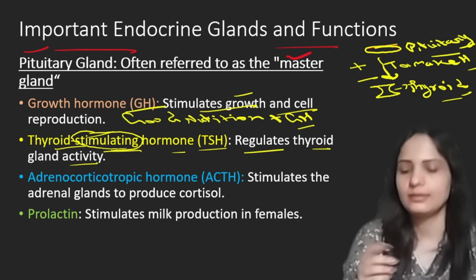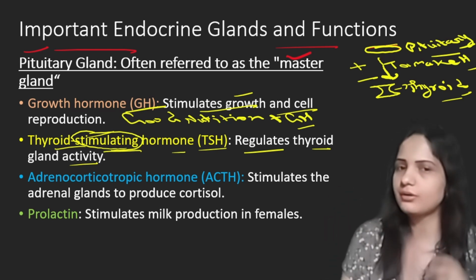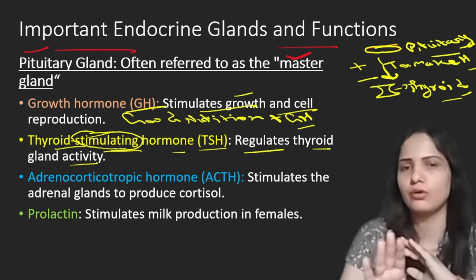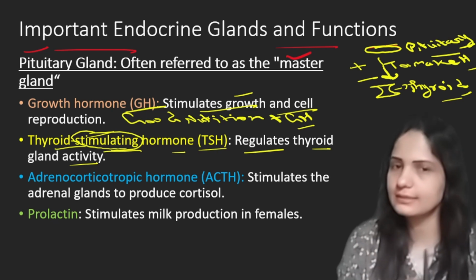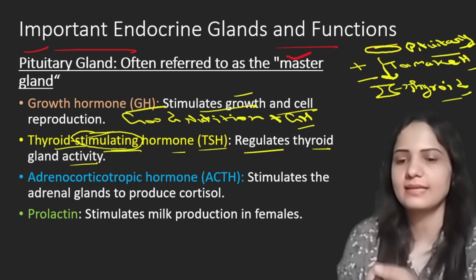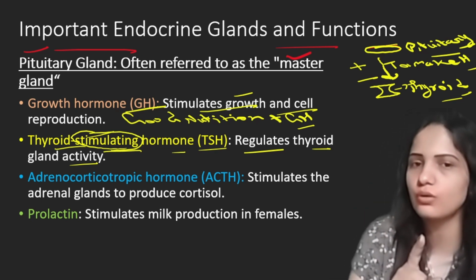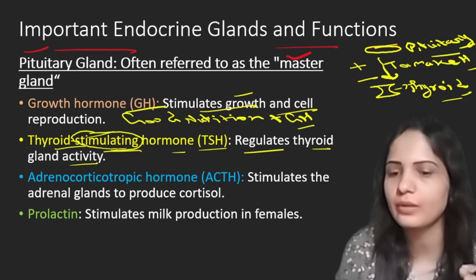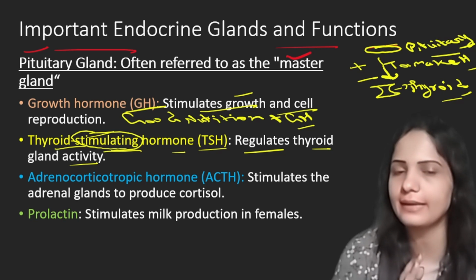Thyroid gland will receive this thyroid stimulating hormone, and only then will the thyroid gland produce its hormones T3 and T4. Understood? Otherwise it won't secrete its hormone. In only one case will it secrete its hormone: if the thyroid gland is getting this message from the pituitary gland. Only then will the thyroid gland secrete T3 and T4. So thyroid stimulating hormone regulates thyroid gland activity.